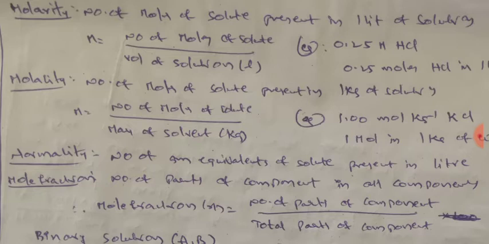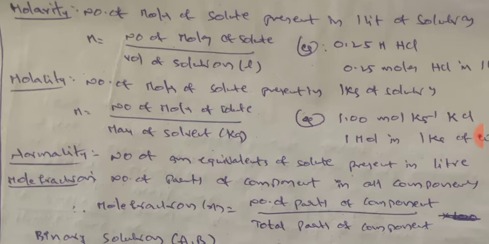What is an example? For example, 0.25 M HCl. That is the expression. So 0.25 M HCl means there is the presence of 0.25 moles of HCl in what volume of solution? 1 liter. So 1 liter of solution has 0.25 moles of hydrochloric acid.